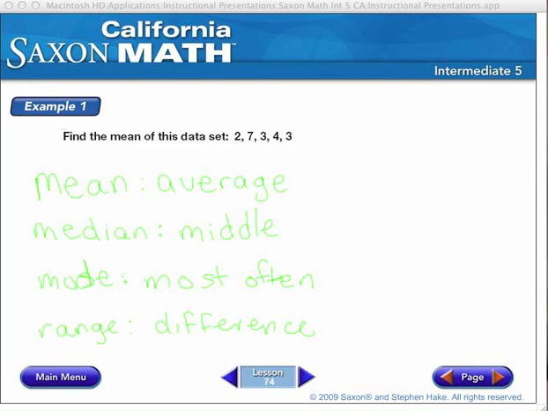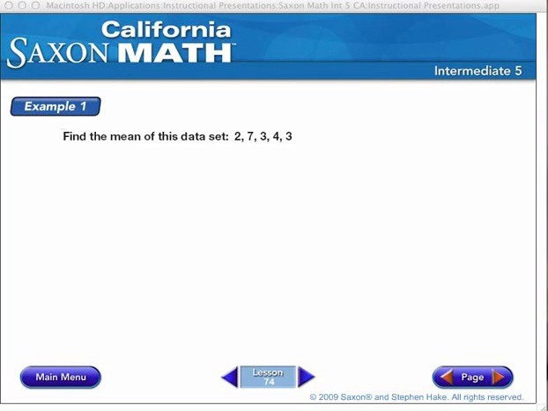So let's go through these examples. Example 1, find the mean of this data set: 2, 7, 3, 4, and 3. So the first thing I need to do is add them up. Okay, 7 and 3 is 10, 12, 16, 17, 18, 19. Okay, so here's my sum. I'm going to take that sum and divide it by the number of addends there are. 1, 2, 3, 4, 5.